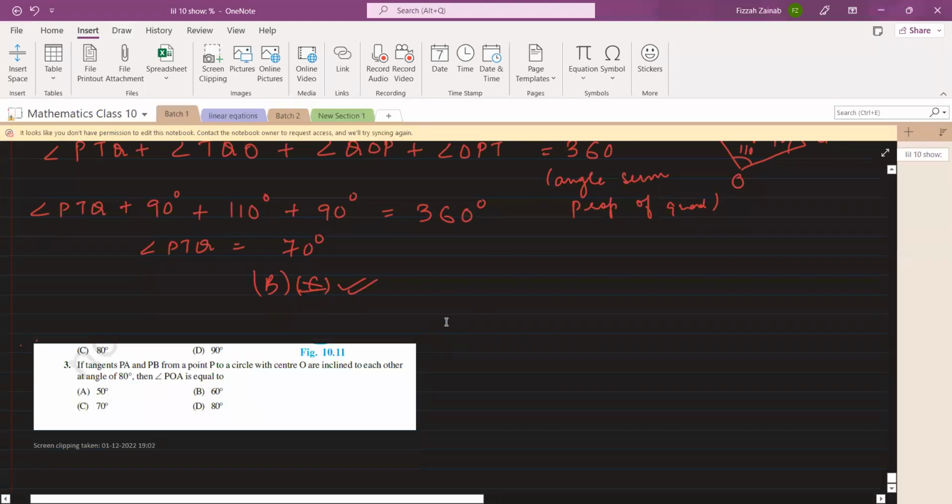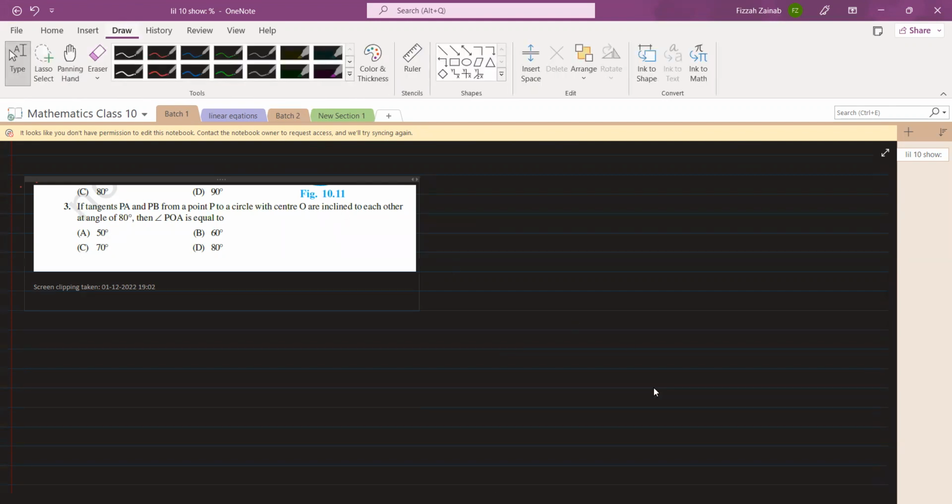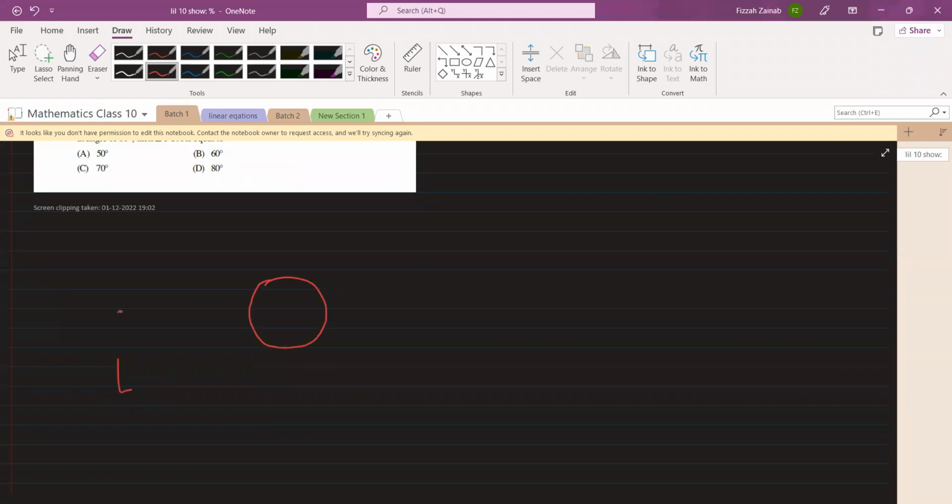Okay, so if tangent PA and PB from a point P to a circle with center O are inclined to each other at an angle of 80 degree, that means this angle is given. So if you have a circle, and then you have a point P, you have two tangents now. So this is the point P.